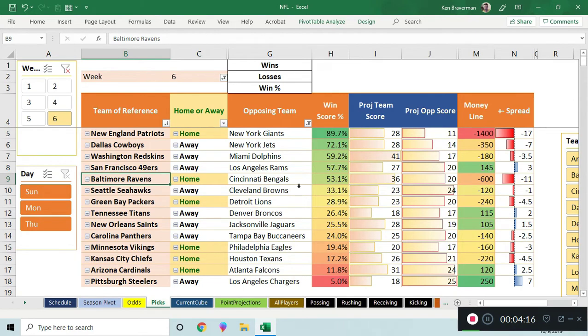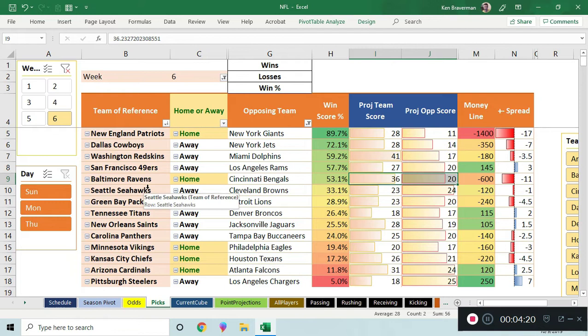Rams and Bengals. Bengals awful. Bengals are bad. Ravens can score. I like the over in this game, and I like it's minus 600. So if you see the Vegas order of things, Vegas has got the Patriots, then the Ravens. I understand why there. So that's tough at minus 600.